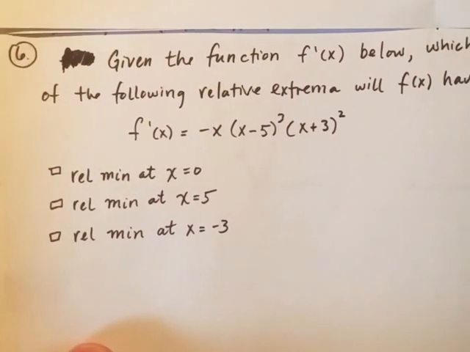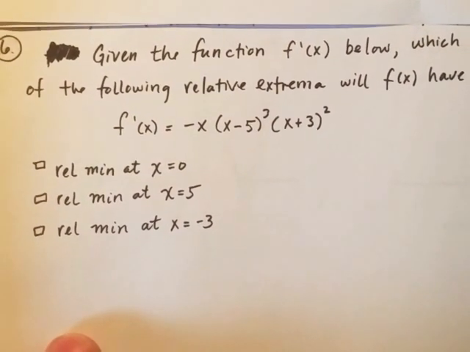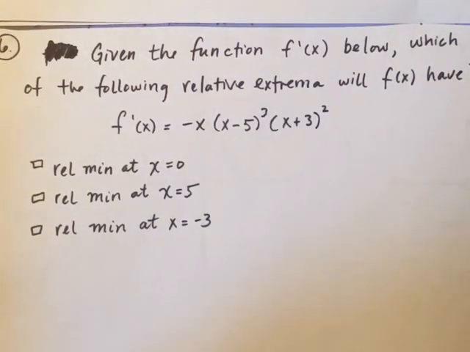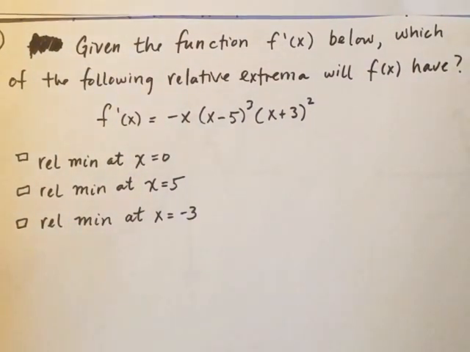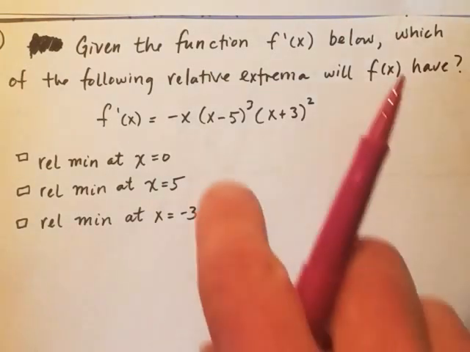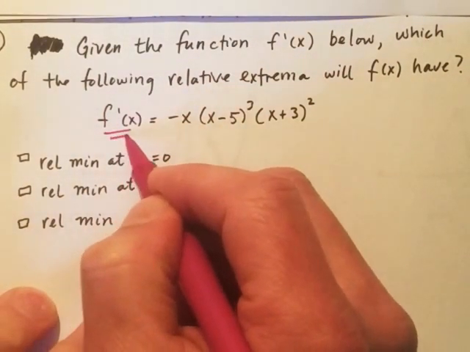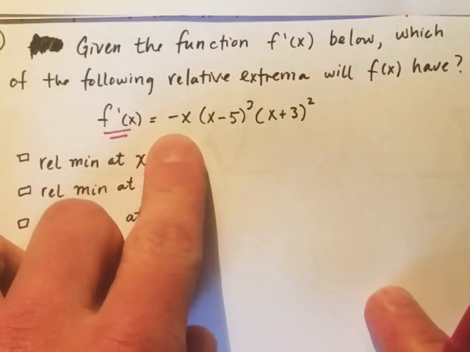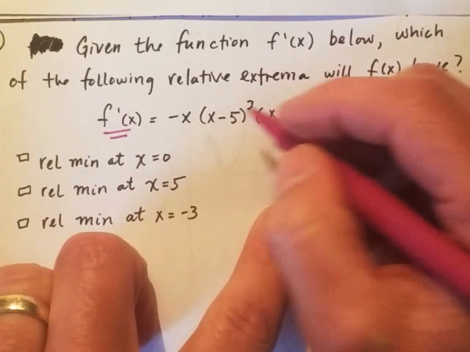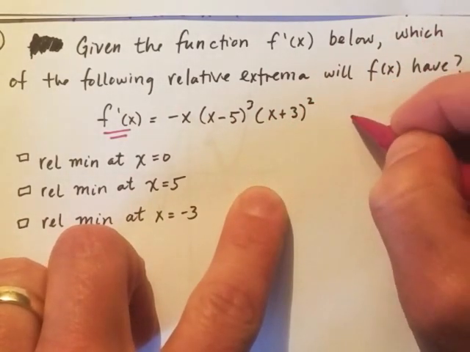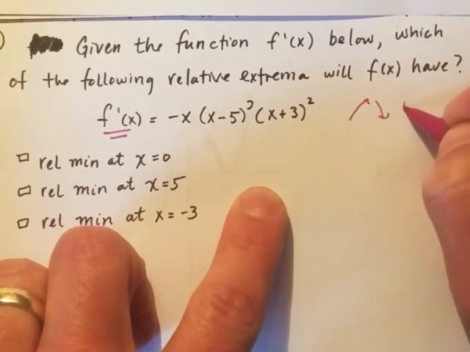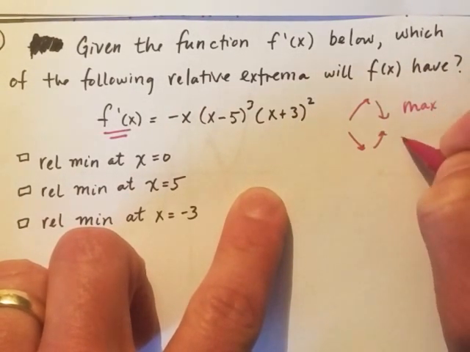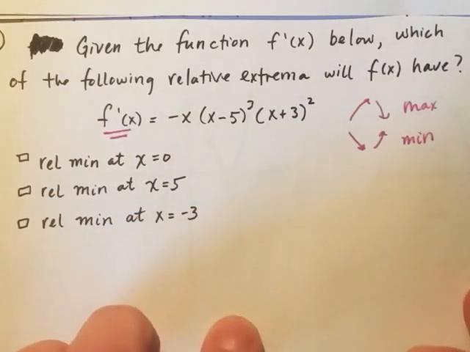All right, number 6. Given the function f prime of x below, which of the following relative extrema will f of x have? Okay, so it's talking about relative extrema that could be maximums or minimums, and it's talking about f prime of x. So we're given the derivative. Now, what does the derivative tell us in relation to maximums and minimums? Okay, here's what we know. If something goes from increasing to decreasing, it's a max. If something goes from decreasing to increasing, it's a minimum.